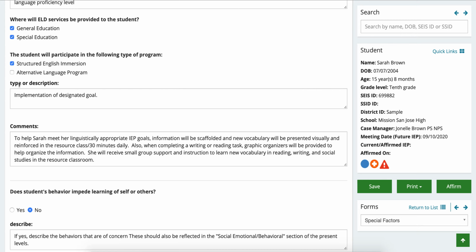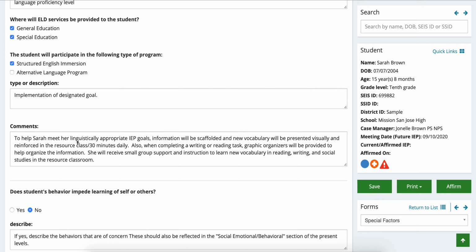The student will participate in the following type of program. You have a structured English immersion program or alternative language program. The structured English immersion program is a structured class setting where nearly all the classes that we have within Fremont are providing instruction in English and presenting information designed for pupils who are learning English. The alternative language program is a program such as a dual immersion program where they're being taught in both their home language and in English. 95% of you will probably be choosing the structured English immersion program.